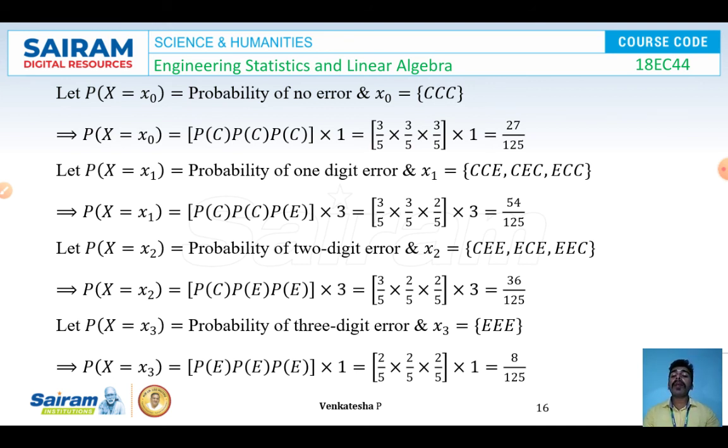And last one, P of x is equal to x3. Chance of having 3-digit error, the sample space for x3 is EEE. The calculation will be given by P of x is equal to x3, P of E into P of E into P of E into 1. Since I'm having only one possible case, I'm taking into 1 here, that is 2 by 5 into 2 by 5 into 2 by 5 into 1 is equal to 8 by 125.